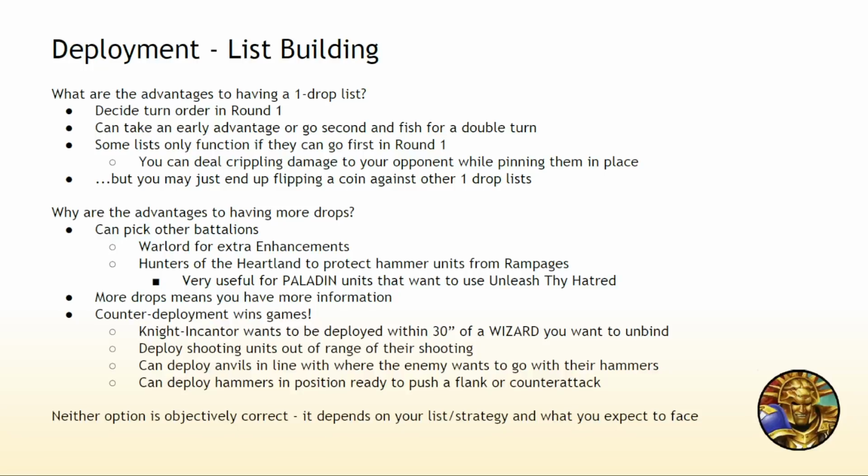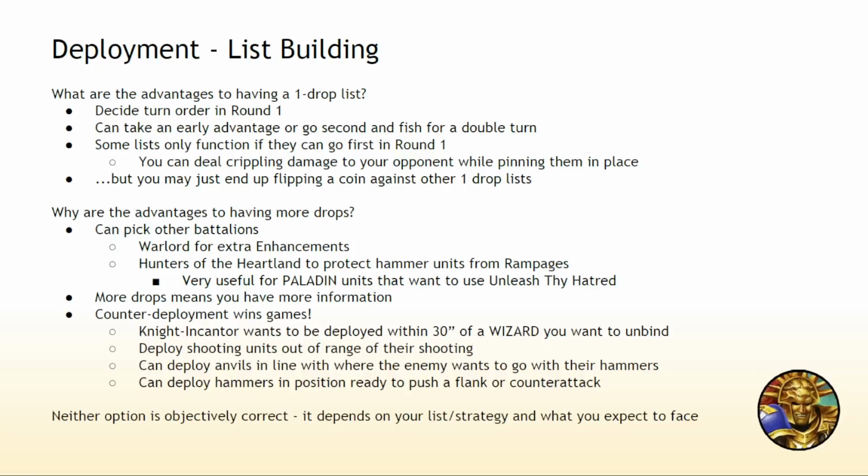However, if you're forced to deploy your Incantor first, they can deploy out of your unbinding range, and that's a problem for you. You can deploy your shooting units out of range of their shooting units. They put down a big block of 30 sentinels, you put down your raptors 1 inch out of that potential range. And if you've also put a Knight Incantor down, you've stopped their teleport, there's no way those sentinels can reach your raptors. That's a great position to be in.